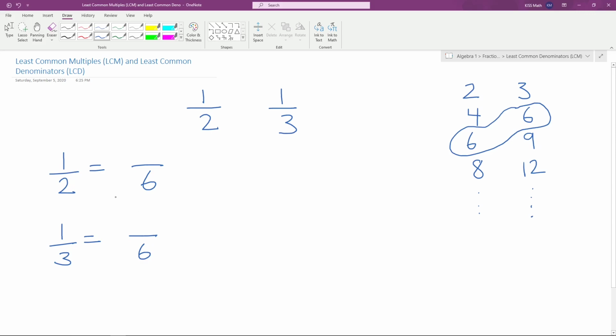So for 1/2, I have to multiply this 2 by 3 in order to get the 6. And if I do the same to the numerator, I would have 1 times 3, which is 3. And I'll end up with 3/6 over here. And then for this 3, I have to multiply by 2 to get to 6. And I do the same for the numerator, so 1 times 2 would get me 2 over 6. So now the two fractions become 3 over 6 and 2 over 6. They are the same fractions as before, but now they just share the same denominator.